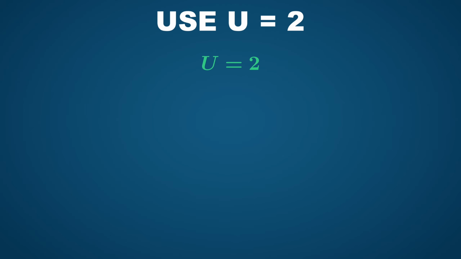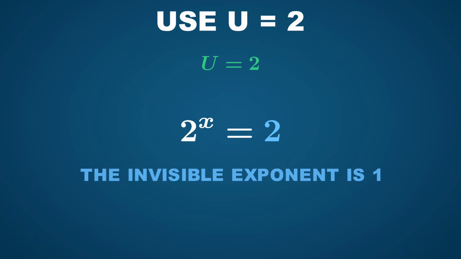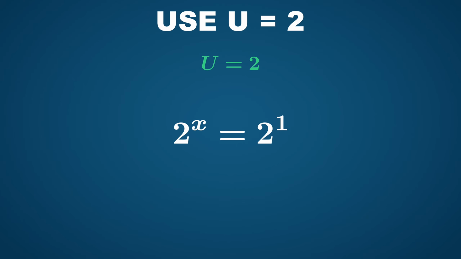We will now use the remaining valid root, u equals 2. We substitute 2 to the power of x back in place of the variable u. This direct replacement gives us the final equation 2 to the x equals 2. The number 2 on the right side has an invisible exponent of 1. We can write this cleanly as 2 to the power of x equals 2 to the 1.